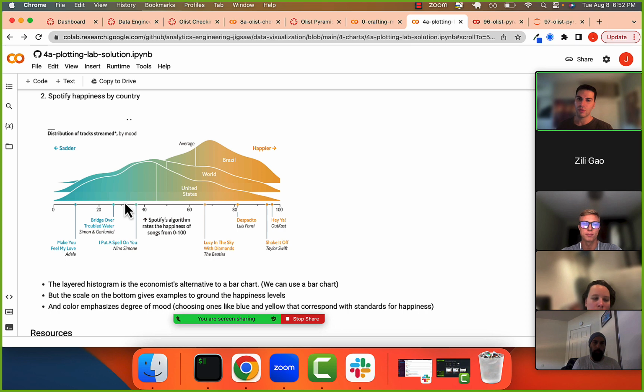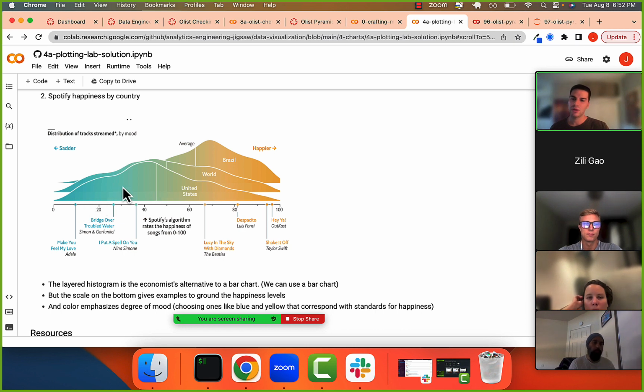Here's another one, right? Here's this kind of overall happiness thing. This looks like a fancy chart, but one way to think of it is really just a histogram, where here's the US average of their happiness of listening on Spotify. Here's the world, so we're just sad, of course. And then here's Brazil, which is happier. But this could really just be a histogram.